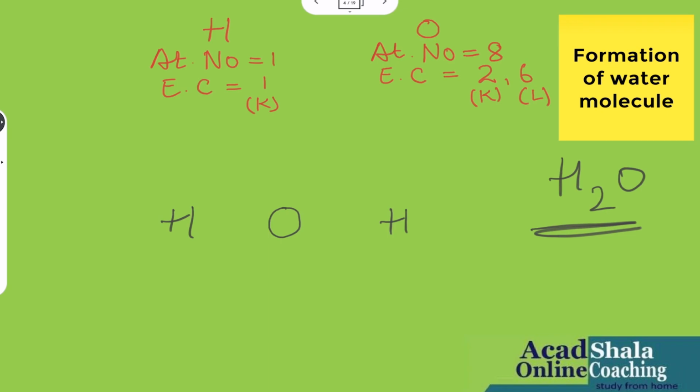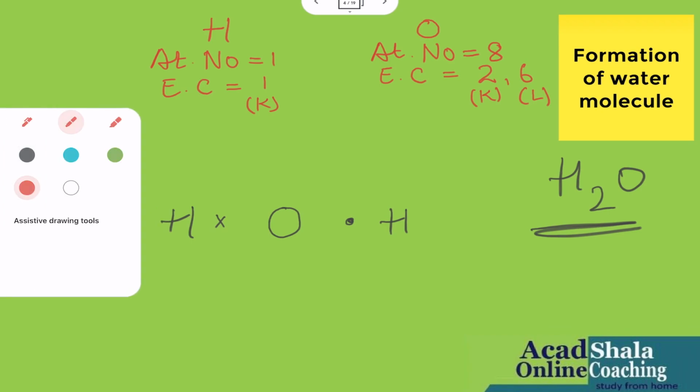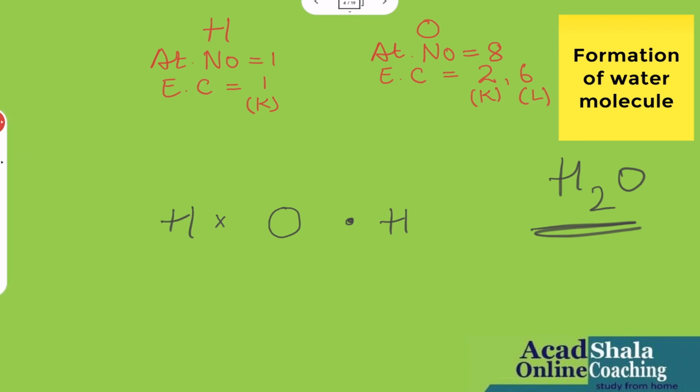Okay. Hydrogen says, I'm sharing my one electron. This hydrogen says, I'm also sharing its one electron. Now, oxygen says, I have 6 electrons in my outermost shell. So what I will do, I will share one electron each with hydrogen atom. So this oxygen gives 1 electron over here, and this oxygen also gives 1 electron. And 4 are left over here.